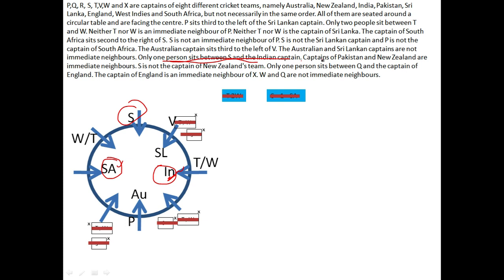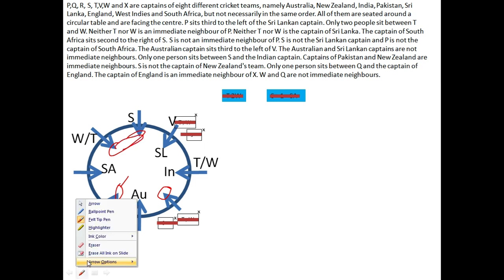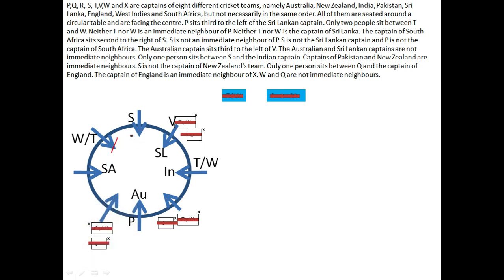So you are getting the point, that by this information we can say this would be the Indian captain. Now captain of Pakistan and New Zealand are immediate neighbors. That means Pakistan and New Zealand come together at the only available vacant position, because Pakistan and New Zealand will not be able to come together if we put any one of them here. Similarly this position also cannot work. So here Pakistan and New Zealand will come. For the time being we cannot say whether Pakistan will come at this position or this position, so we are pausing this information for a minute.